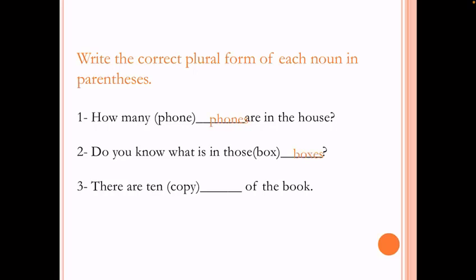There are 10 copy of the book. Copy, we will delete y and we will add ies, it will be copies.